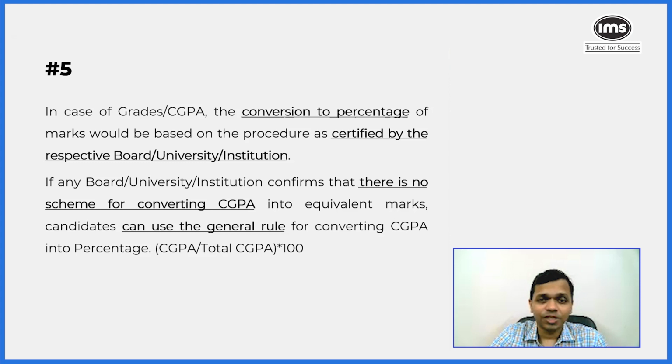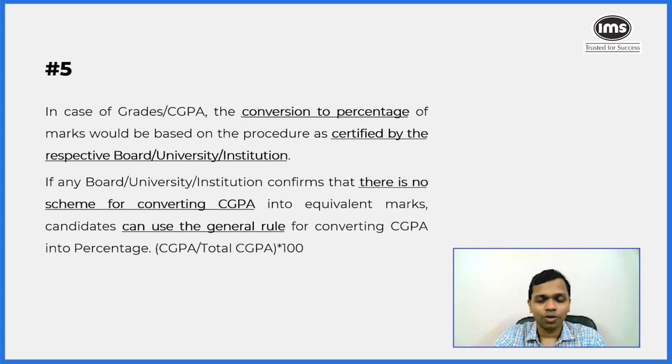The fifth error, which is the most common thing, is on the CGPA or grade conversion to percentage. Now the CAT form explicitly says that you have to use the conversion formula which is certified by your respective board or the university or the institution.